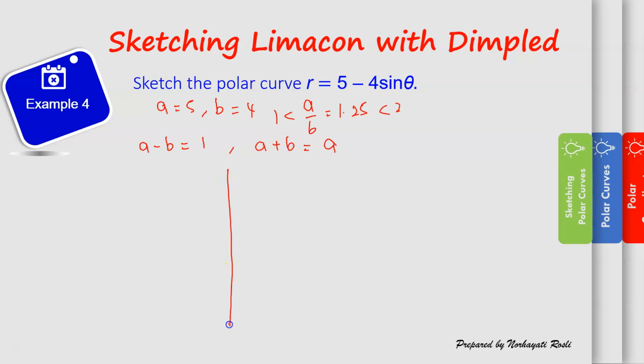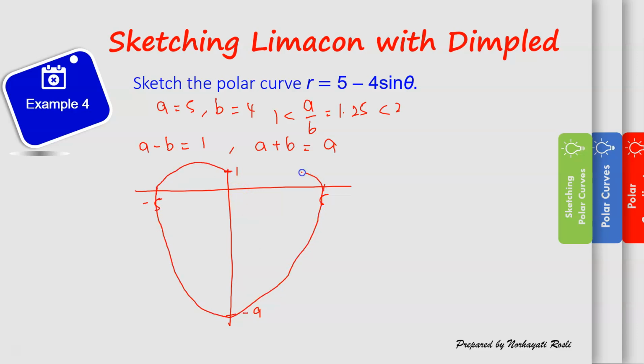In this case, understood, it is a negative value of sine, which means that our limaçon is located on the negative y-axis. But here, the point here is A minus B, which means 1. Here is negative 5, and then at this position is negative 9, because this is the negative side of the y-axis. When we plot here, we'll get this kind of limaçon, which is a limaçon with dimple.